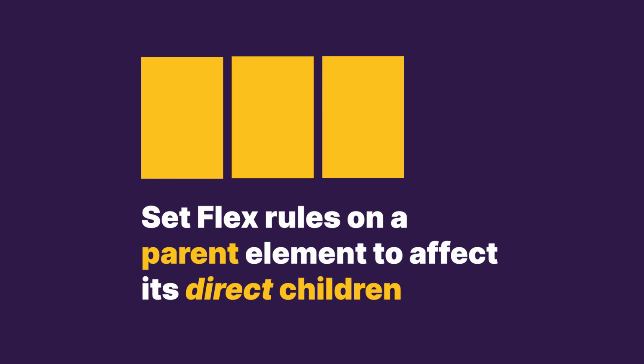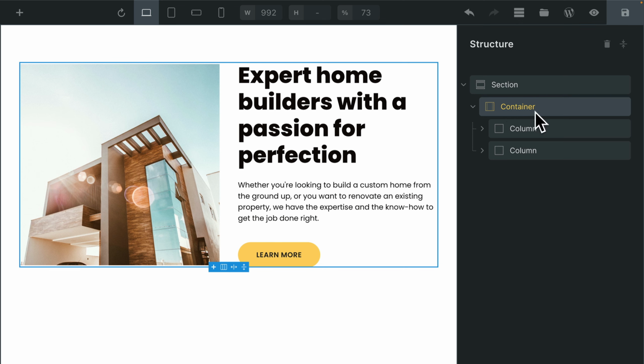Let's now rewind a bit and take a deeper look at what's actually happening. First, here's the general rule with Flex that you've already seen. You set Flex rules on a parent element which affects its direct children. In plain English, that simply means to set Flex styling that affects these 2 columns, you don't make the settings on the columns, you set them on the parent of the columns in the structure. See? Their parent element, in this case, happens to be a container. It doesn't have to be a container. It could be anything. It is whatever the parent happens to be.